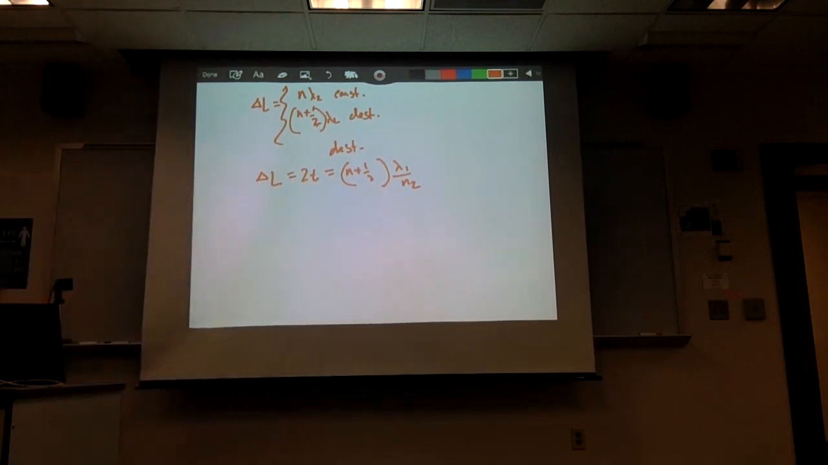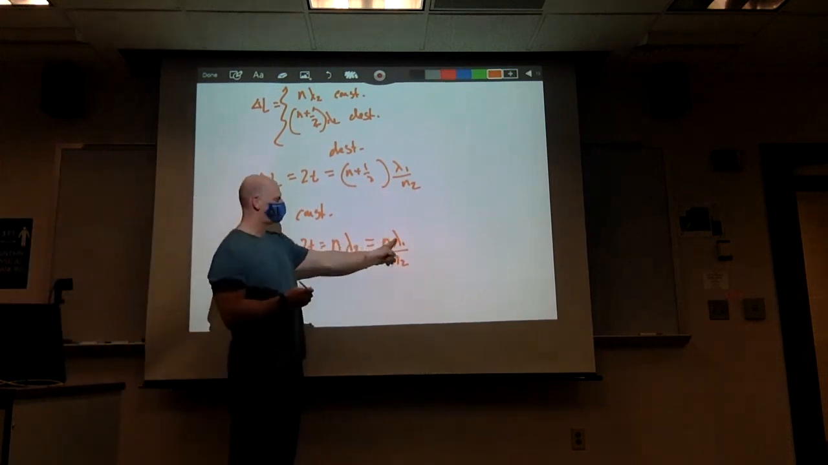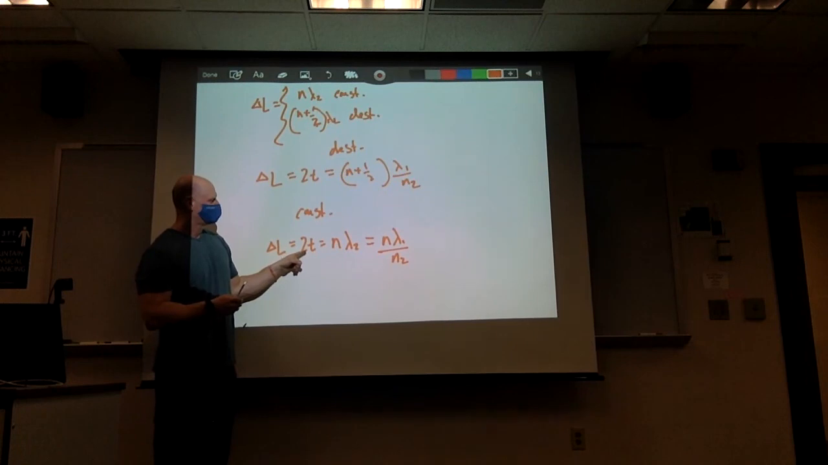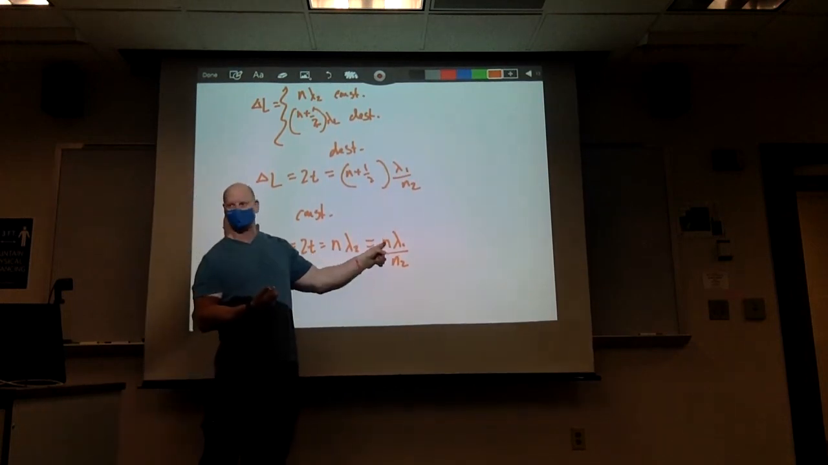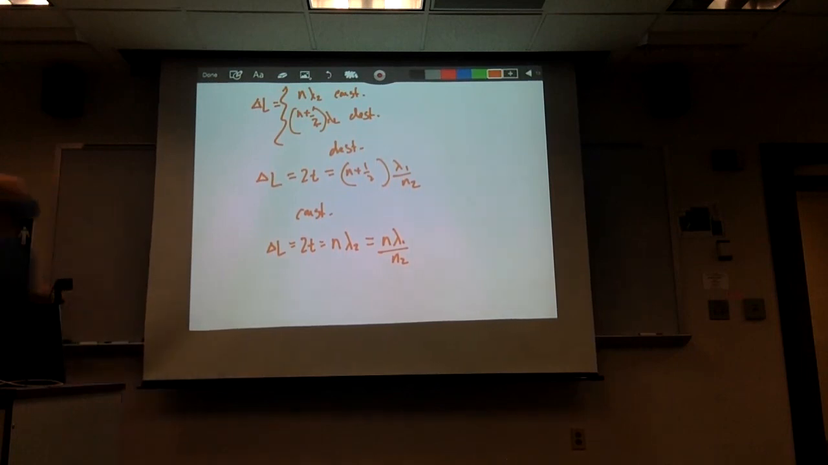So let's look at the constructive interference. Here we know that delta L, which is equal to twice the thickness, is equal to n times lambda 2, which is the same thing as n times lambda 1 divided by n2. Here, lambda 1 is simply equal to 700 nanometers, and n2 is still 1.25, but we don't know what n is again.